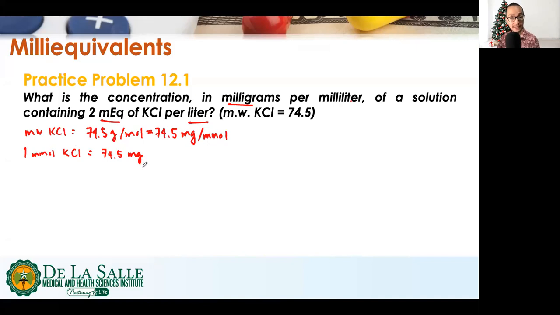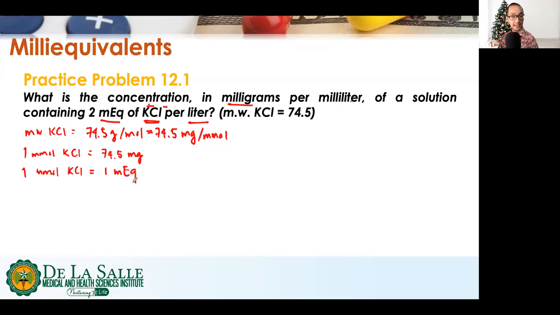Yan na yung alam natin. Okay? What else do we know? Now, the salt, okay, has potassium ion and chloride ion. The valence is 1. So meaning to say 1 millimole of potassium chloride is equivalent to 1 milliequivalent.